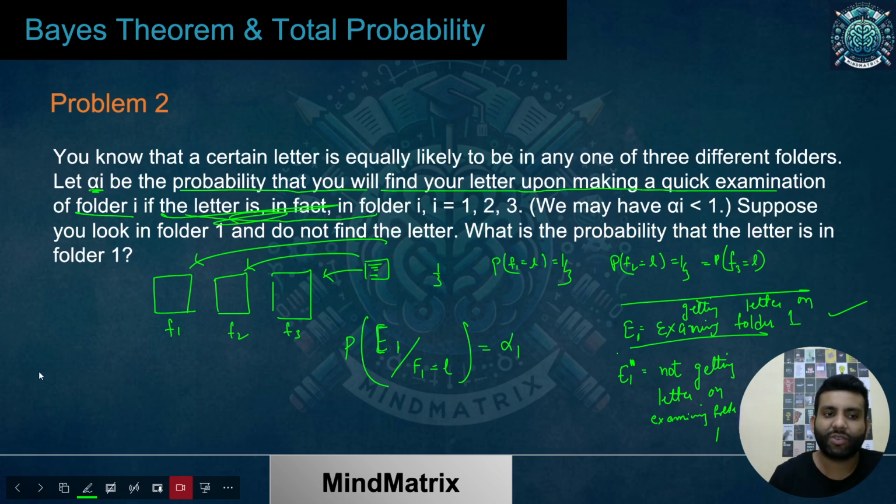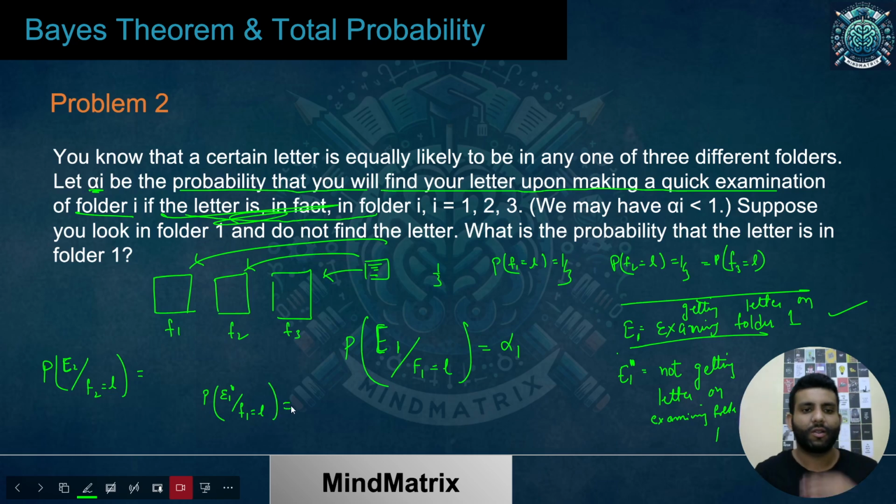Let me write a few more things over here. Just try thinking about this. What must be this value, and what must be this value? Because this will make it clear whether you have understood it or not. This thing is the probability of getting letter on examining folder 2. The subscript represents the folder I'm talking about, so E2 event means getting letter on examining folder 2.